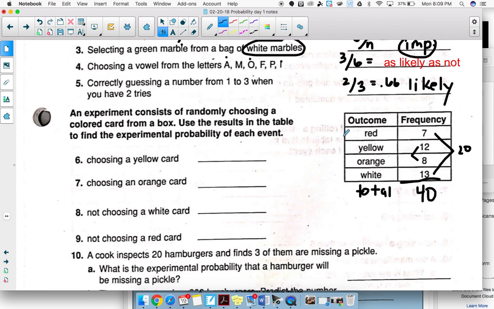So choosing a yellow card, well, it looks like there are 12 out of 40 cards. And if we reduce that, they're both divisible by 4. That would reduce to 3/10.